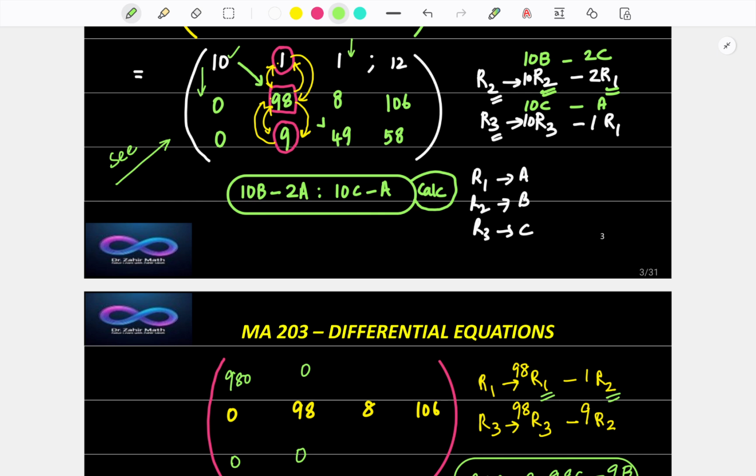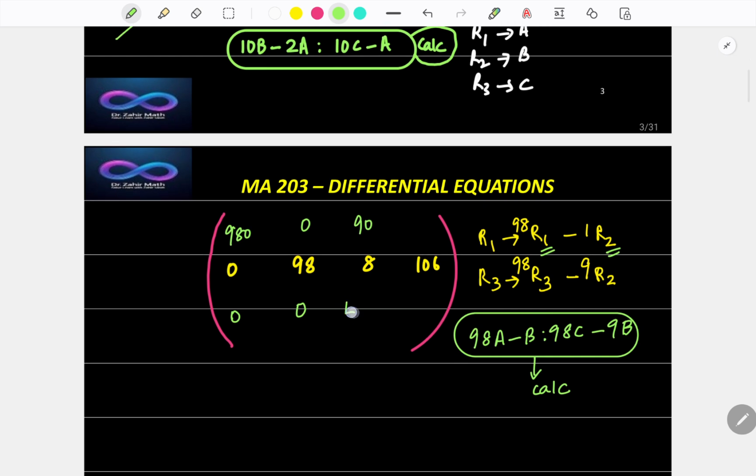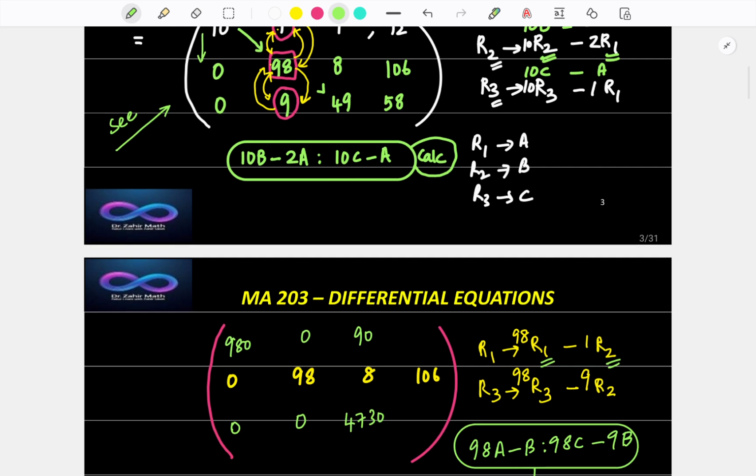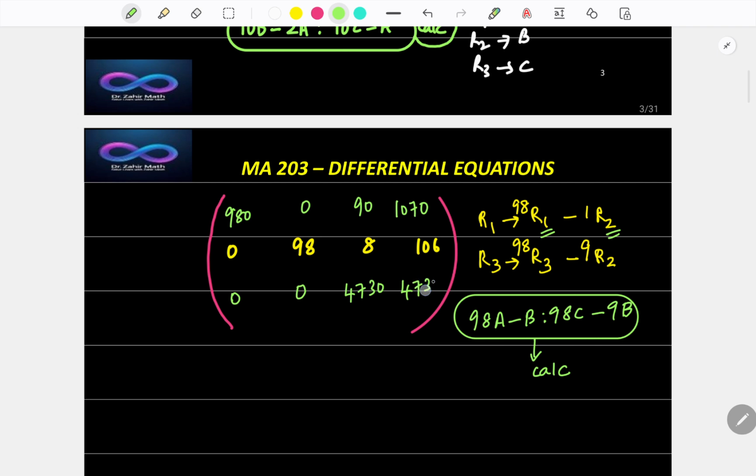The letters are very small, right? And I'm getting here 90, okay? Again press equal, I'm getting 4730, right? Are you getting? Yes. Again press equal, A, this number 12, press equal, B 106, press equal, C 58, press equal. I am getting 1070, and then press equal, I'm getting 4730, right? So this is over.